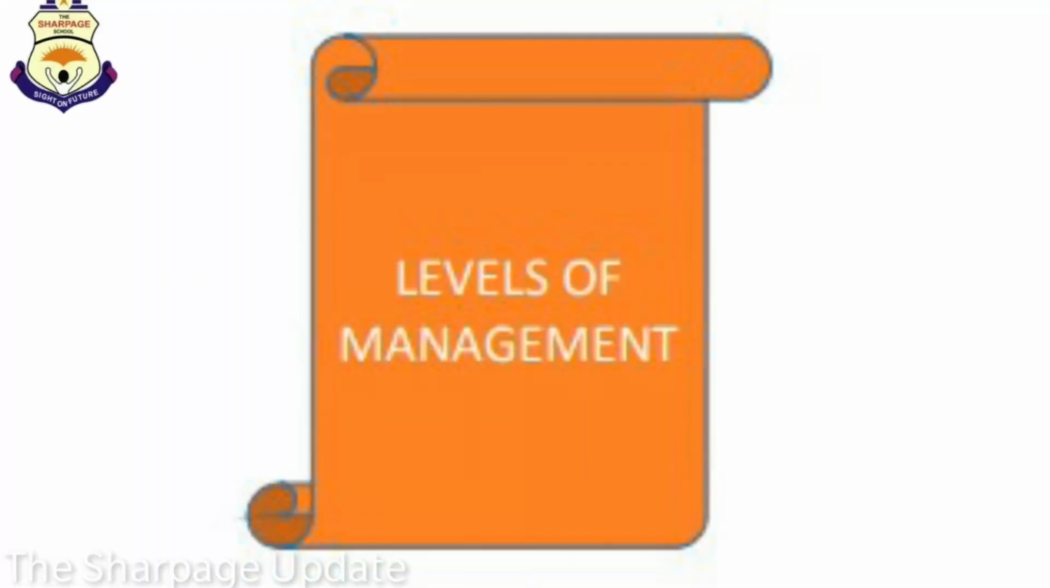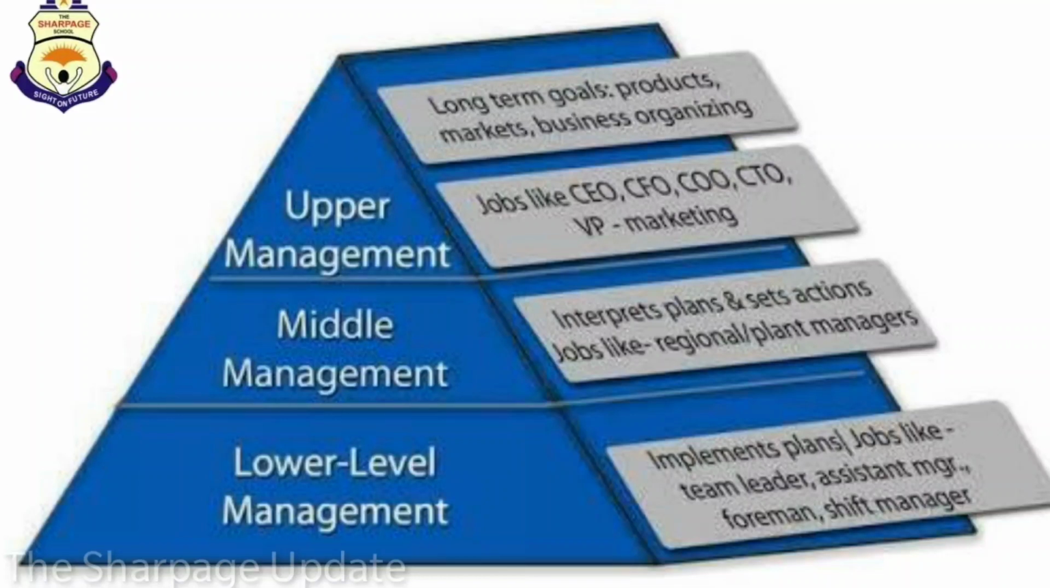Now we will discuss the three levels of management: upper management or top management, middle management, and supervisory or lower management. Top management consists of the board of directors and its chairman, chief executives, president, managing director, general manager, etc. Middle management consists of senior executives such as purchase officer, personnel officer, sales officer, finance officer, etc. Supervisory or lower level management consists of senior supervisors, intermediate supervisors, frontline supervisors, etc.